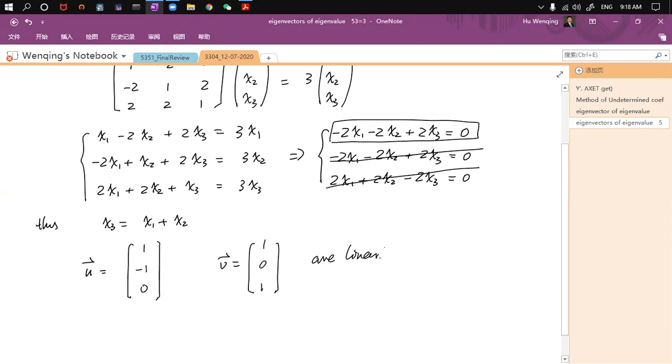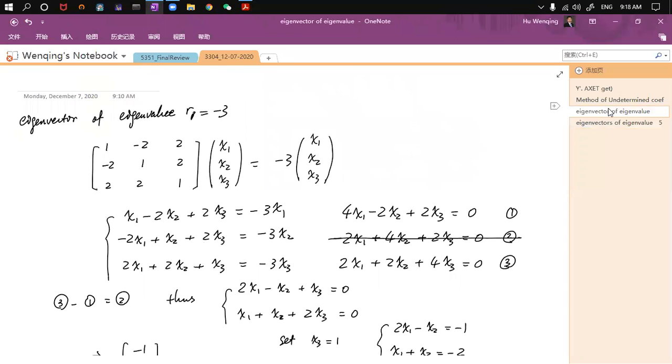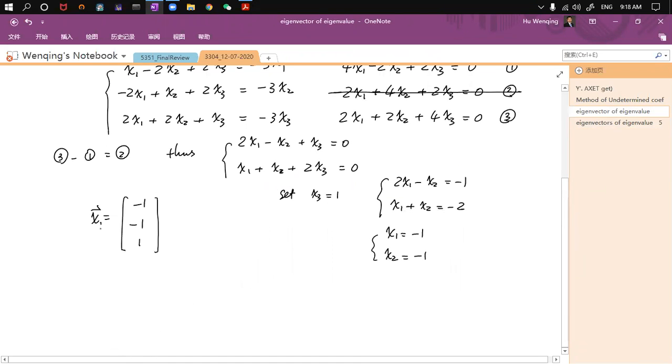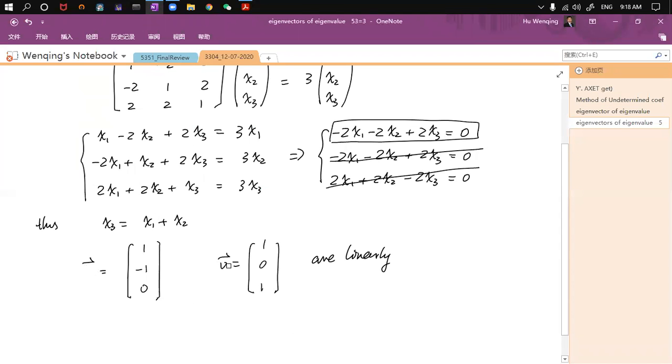Let me do the following. Let me set this vector to be x1, the first vector, so that Ax1 is equal to r1 of x1. And I'm going to set these two eigenvectors as x2 and x3, which are linearly independent. You can check that these are linearly independent vectors such that Ax2 is equal to r2 of x2 and Ax3 is equal to r3 of x3. So you have really the three eigenvectors.